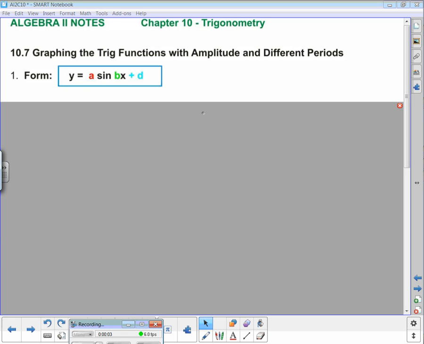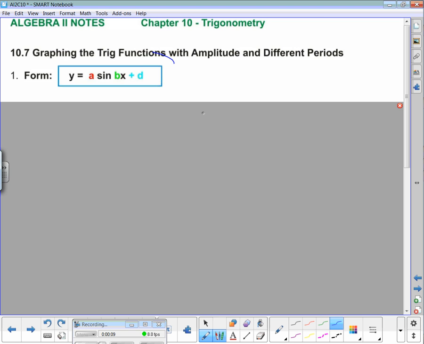Okay, so today is 10.7, and everything starts with memorizing this form, right? You guys have it on your paper, and it's there already for you, and you need to memorize this form and try to get an understanding of what's going on, what it represents, and all that. I'm going to talk about what the A is, the B, and the D.